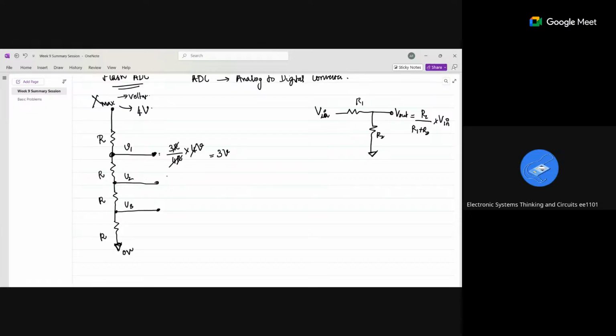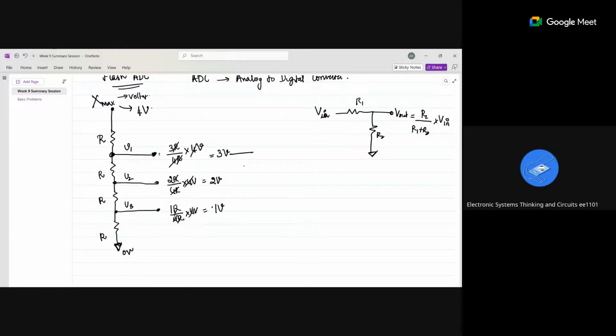So now tell me, what is V2? How to find V2? 2R upon 4R into 4V. Yes, so it's 2 volts. So again, this will be 1R by the total resistance 4R into 4 volts, which is equal to 1 volt, right? Yes, ma'am. And this one is 0 volts.